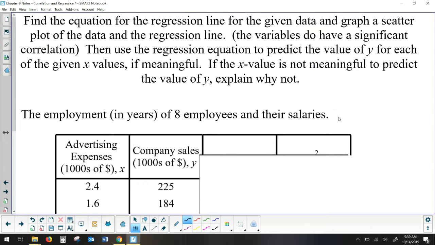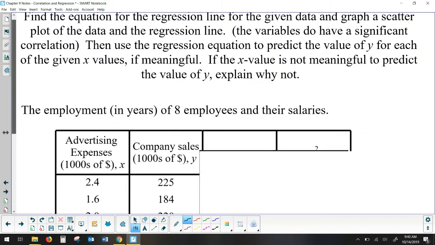Then use the regression equation to predict the value of y for each of the given x values if it's meaningful, meaning that domain, right? We're talking about that domain again here. Domain. To decide if it's meaningful. If the x value is not meaningful, the predicted y value, explain why. Domain, use your domain. Okay?